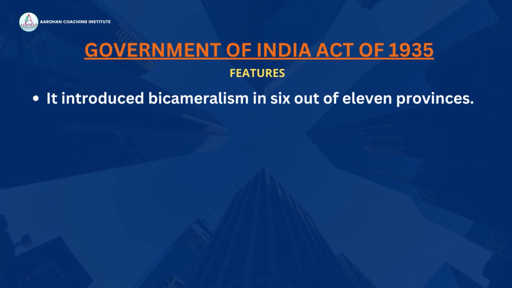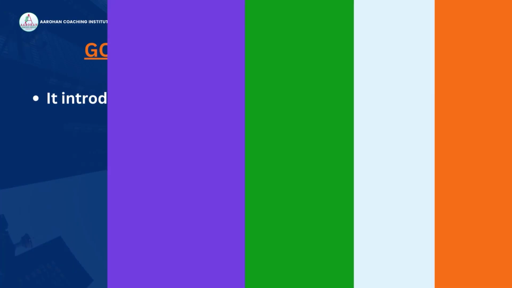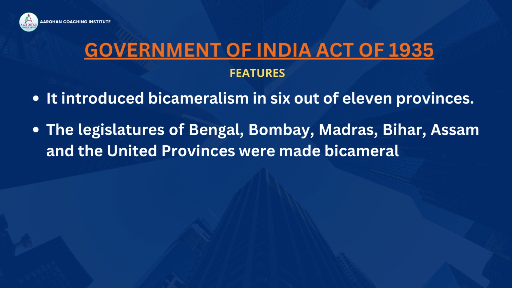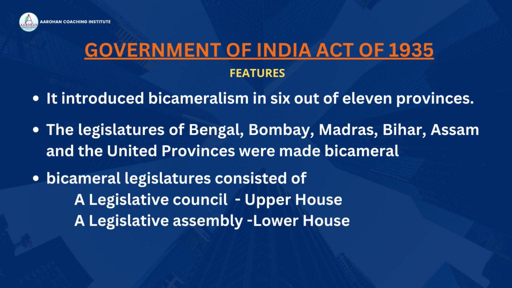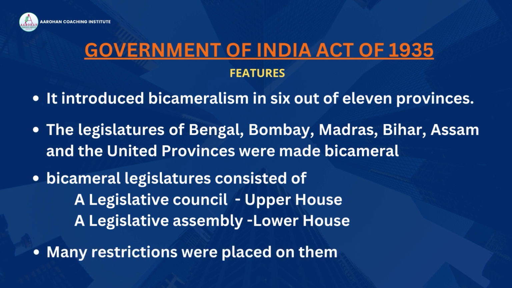It introduced bicameralism in 6 out of 11 provinces. Thus, the legislatures of Bengal, Bombay, Madras, Bihar, Assam, and the United Provinces were made bicameral, consisting of a legislative council, upper house, and a legislative assembly, lower house. However, many restrictions were placed on them.